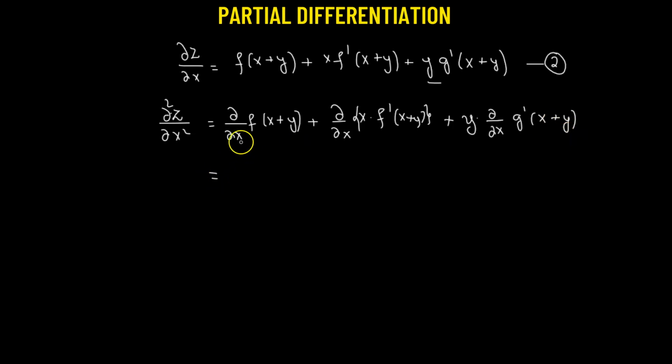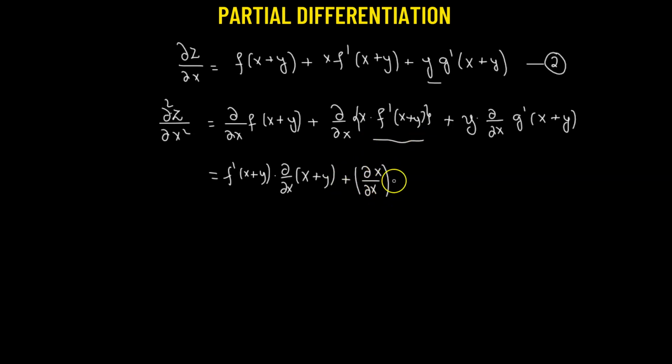Right. So partial of f of x plus y will be f prime of x plus y, where f prime of x plus y is the partial derivative of f of x plus y with respect to x plus y, multiplied to partial with respect to x of x plus y. So we have used the chain rule here. Here we'll apply the product rule. So we have partial of x with respect to x.